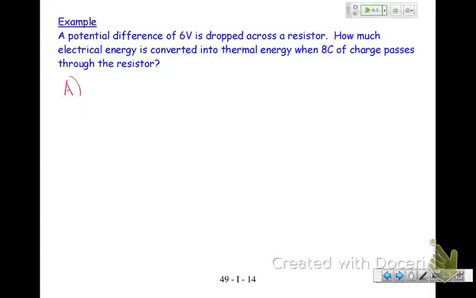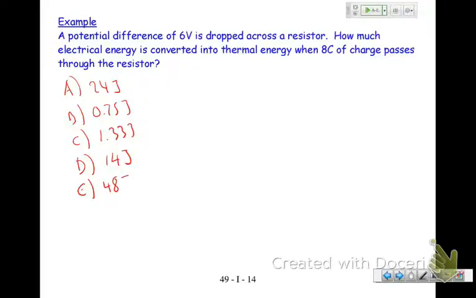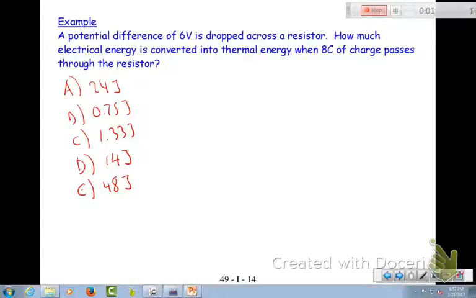A will have as 24 joules. B will have as 0.75 joules. C will have as 1.33 joules. D will have as 14 joules. And E will have as 48 joules. Bring in all the mathematical changes. Which is it going to be? I'll get you a thing so you can vote.